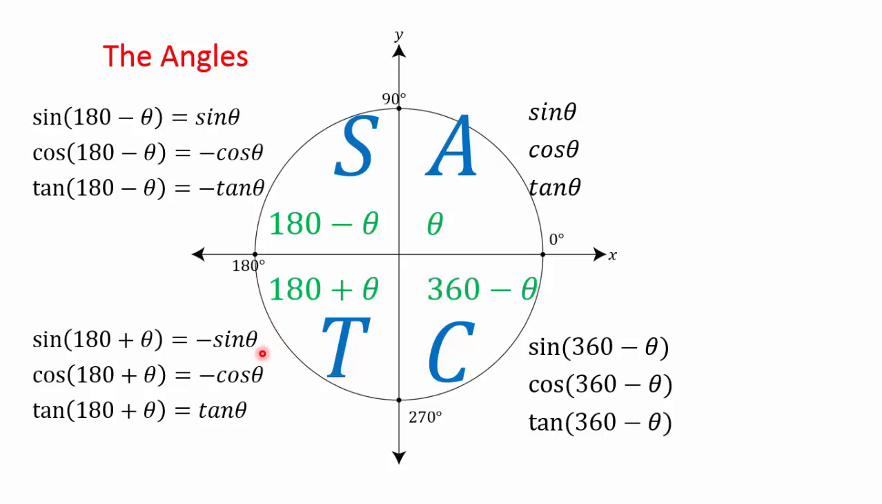Similarly, in the third quadrant, sine was negative, cosine was negative, but tangent was positive. And finally, in the fourth quadrant, sine is negative, cosine is positive, and the tangent is negative.